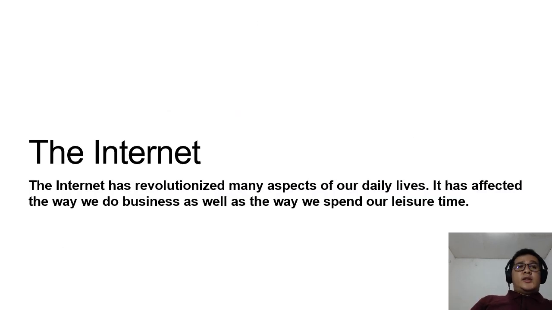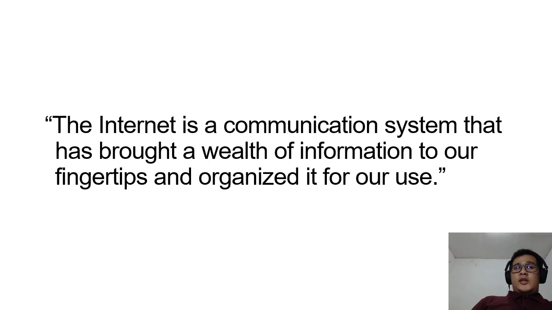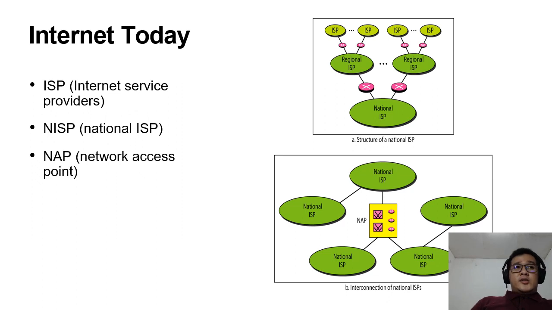The internet has revolutionized many aspects of our daily lives. It has affected the way we do business as well as the way we spend our leisure time. The internet is a communication system that has brought a wealth of information to our fingertips and organized it for our use. In the internet today, we can find ISP, NISP, and NAP. ISP is Internet Service Provider, the second one is National ISP, and NAP is Network Access Point. You can see the right one, this is the use of the internet today.